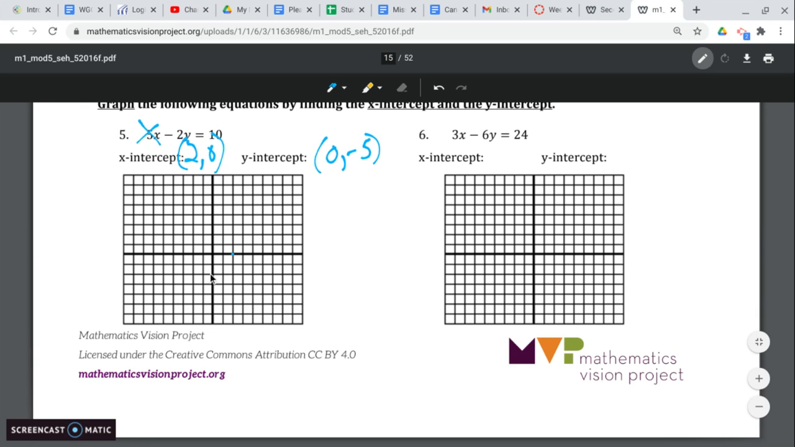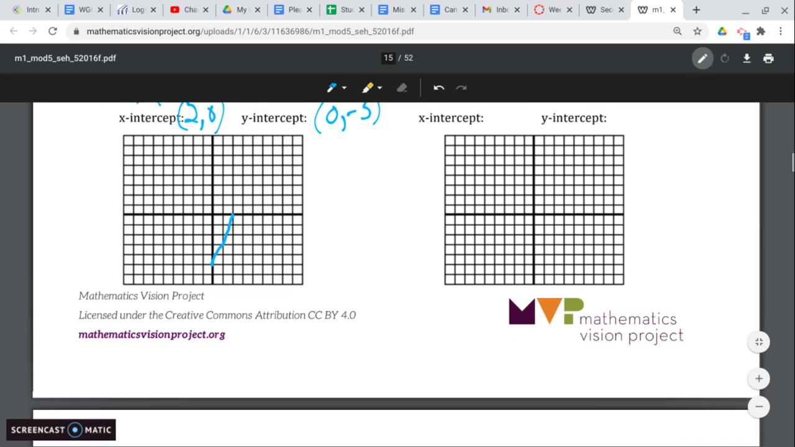So then we go to the graph. Negative 5 is 1, 2, 3, 4, 5 right here. Make our point, and then we draw the line between the 2 points. Obviously, mine is not a perfect line. You guys will do a lot better. And you can extend it out past just these 2 points, but these are your 2 key parts that you need. So you'll do the same thing on 6, 7, and 8. To find the x-intercept, plug in a 0 for y. To find the y-intercept, plug in a 0 for x.